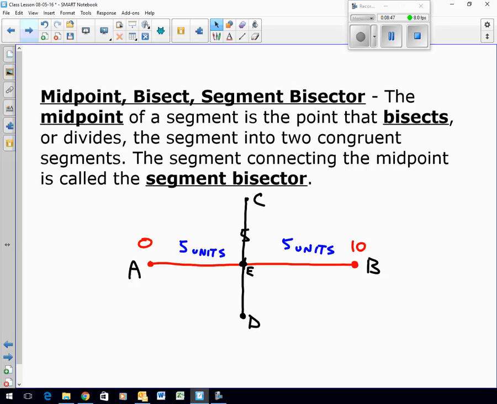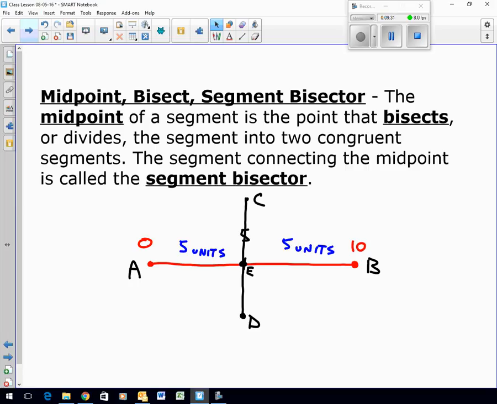Right? Any questions on that? Okay. Getting a couple of stares out there that I'm not sure about, so maybe we'll use some other examples and see how well we do with it. Okay. I'm gonna move on. You ready? Definition. Okay. CED represents my segment bisector. If I say that point E is my midpoint, that means that that line segment right there, CED, would be my segment bisector. You good now?